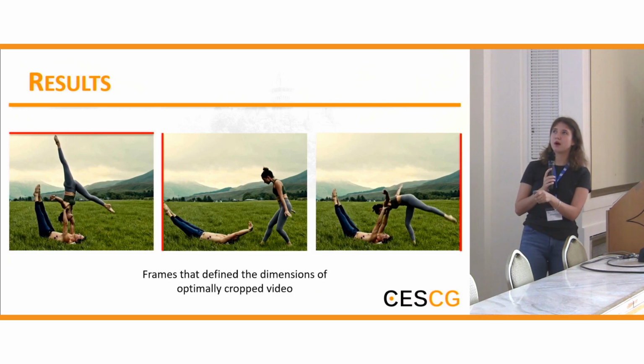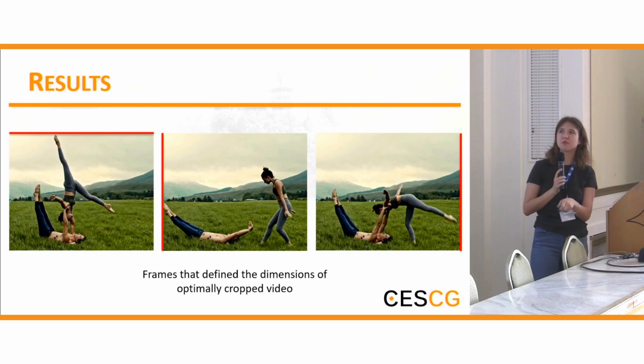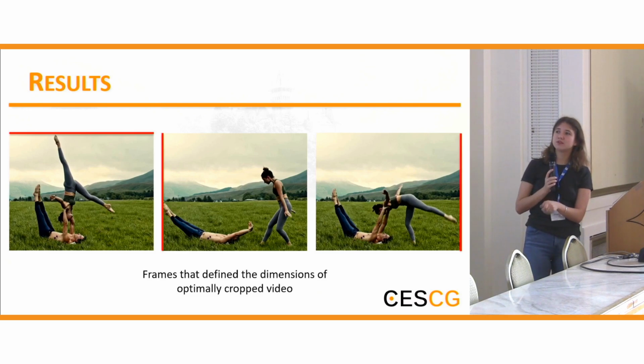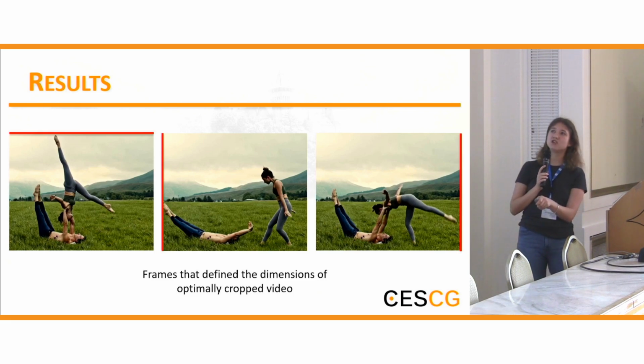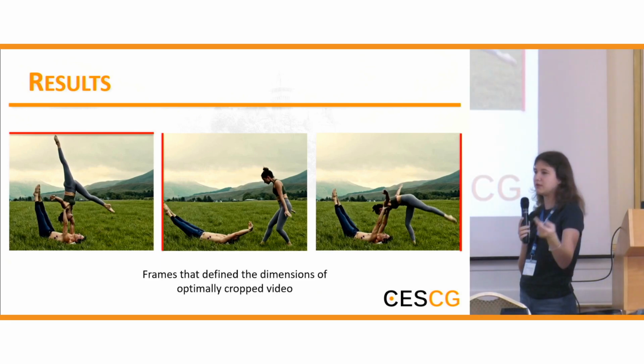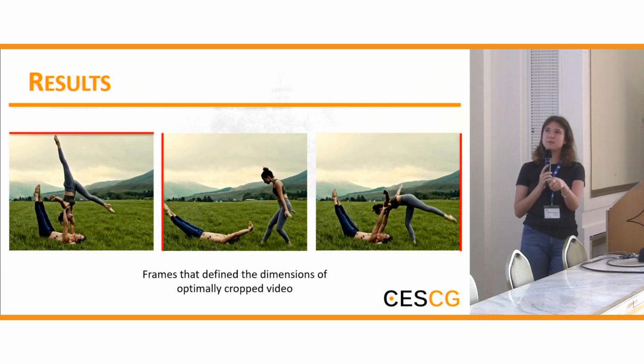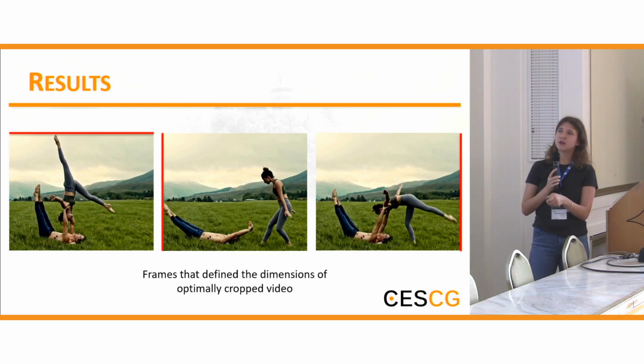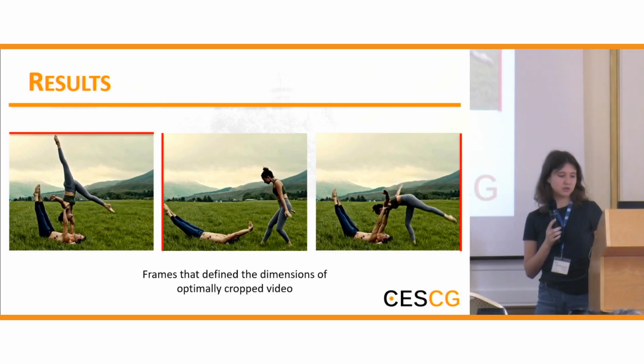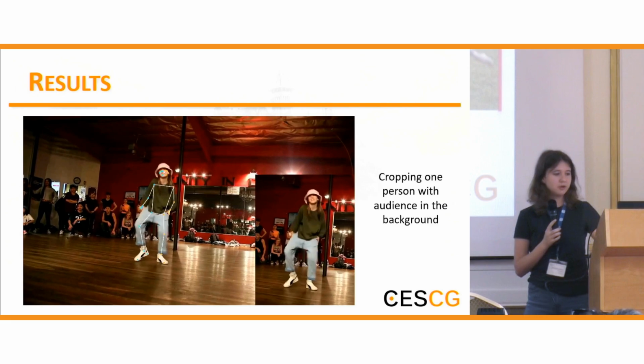It just cropped out the redundant surroundings, and here you can see that these three frames defined the dimensions of the optimally cropped video, because here she almost touches the edge, but she never gets out of the frame, and neither part of their bodies ever went out of this. So it was the maximum point, and the same thing here, and the same thing here. So the crop, I would say, is optimal.